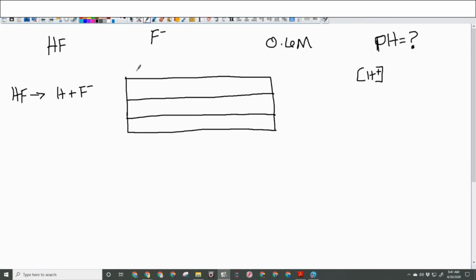I guess you could use this same equation, H plus F, right? So here's where you're going to make a mistake. And this is where this student made a mistake. Let me go back.